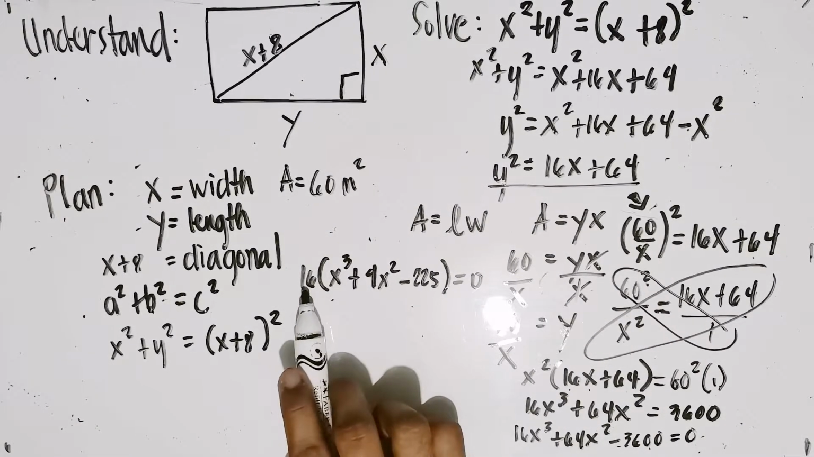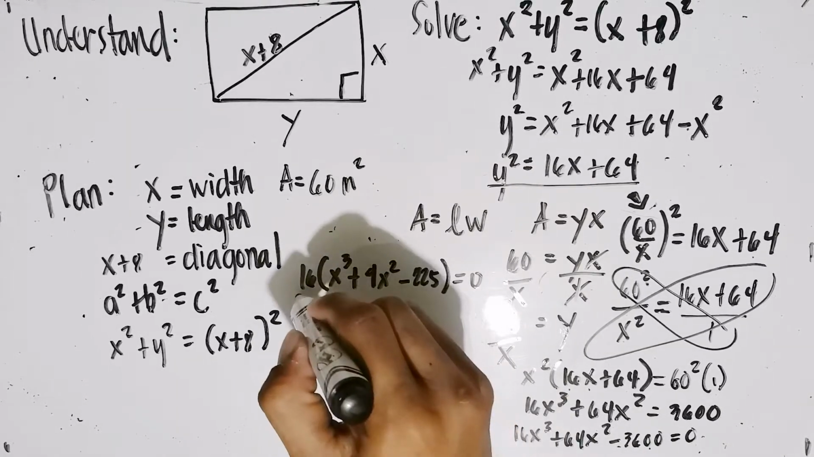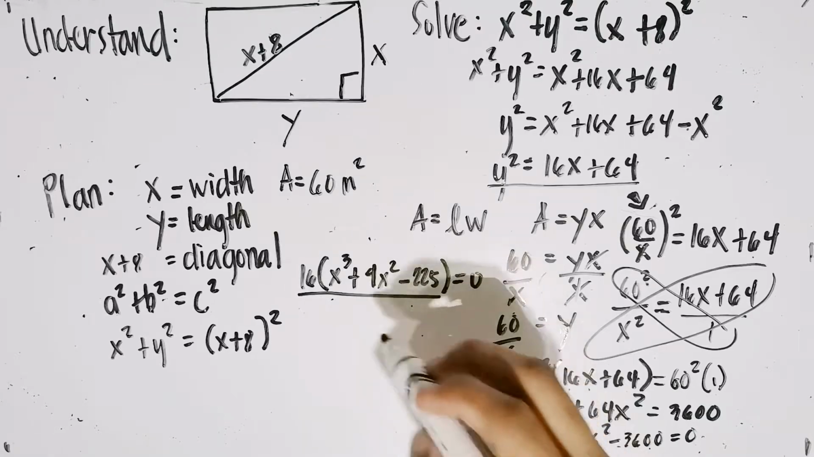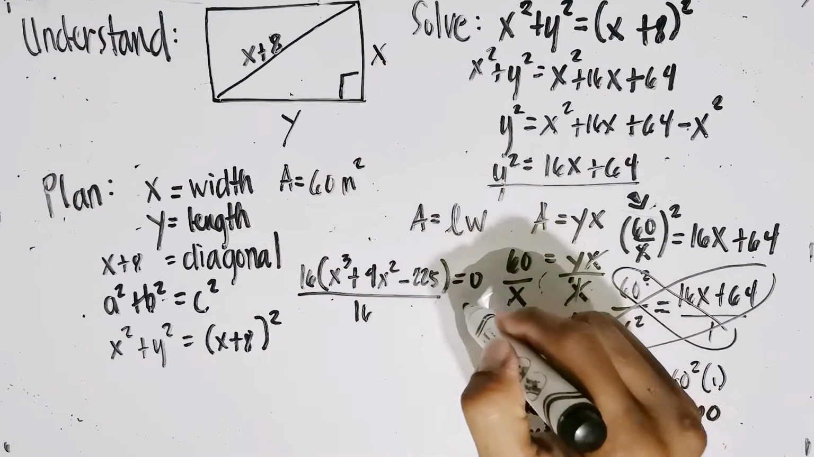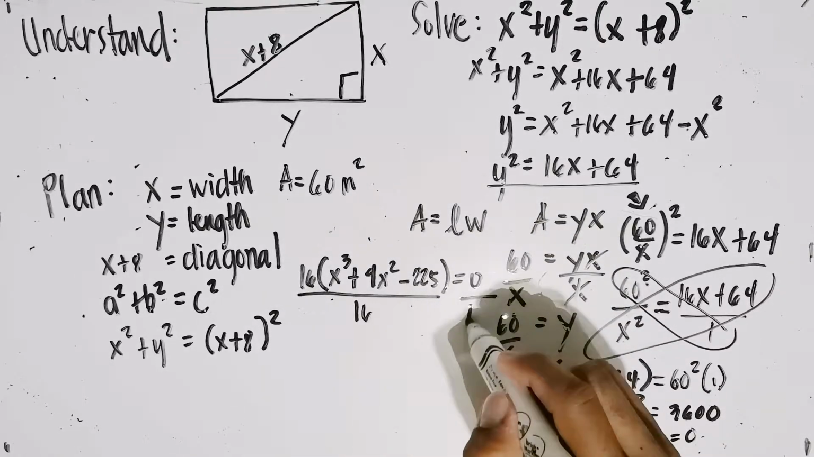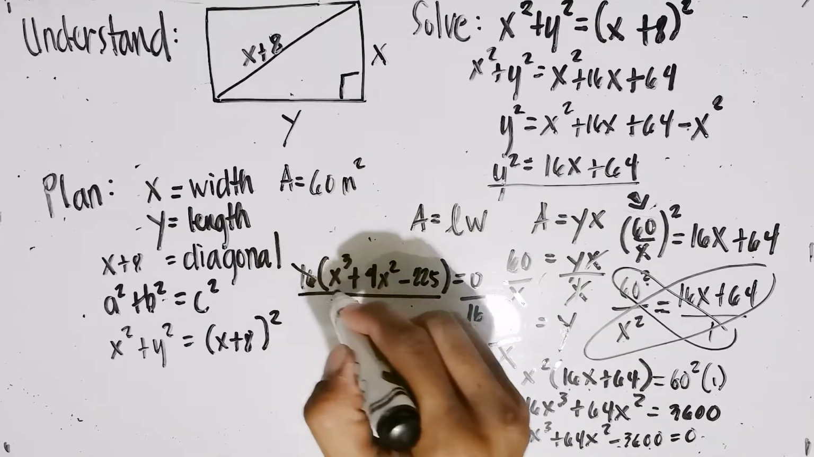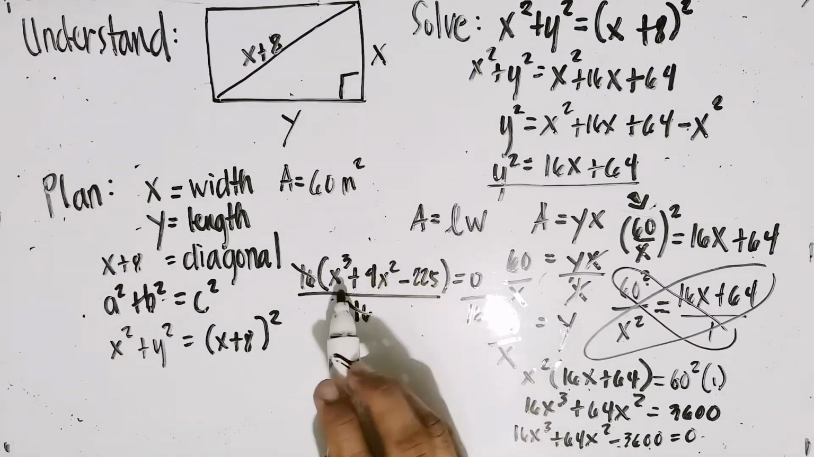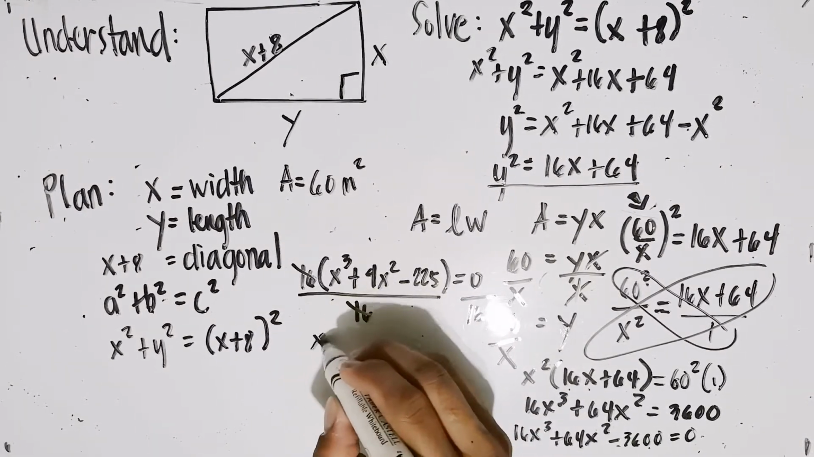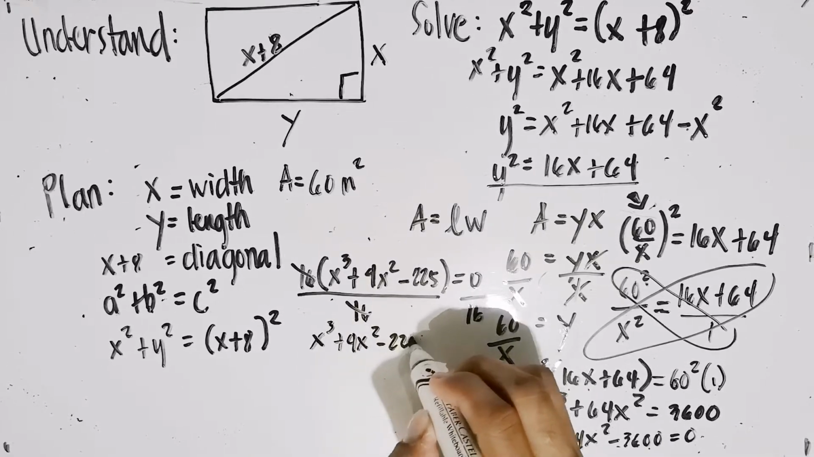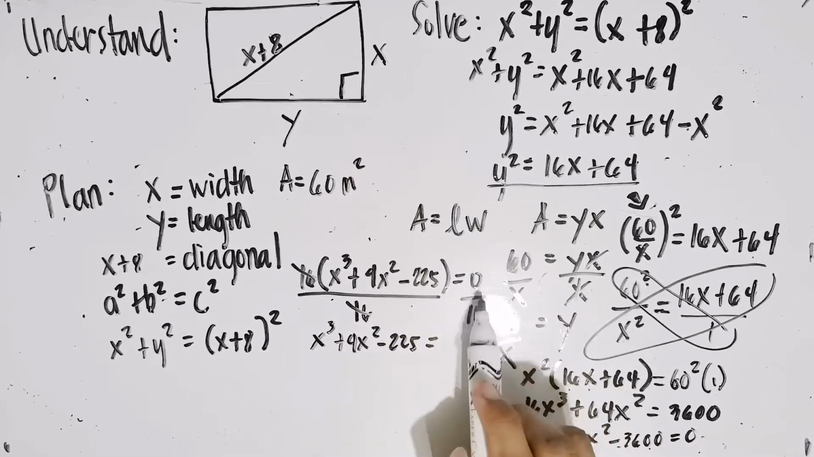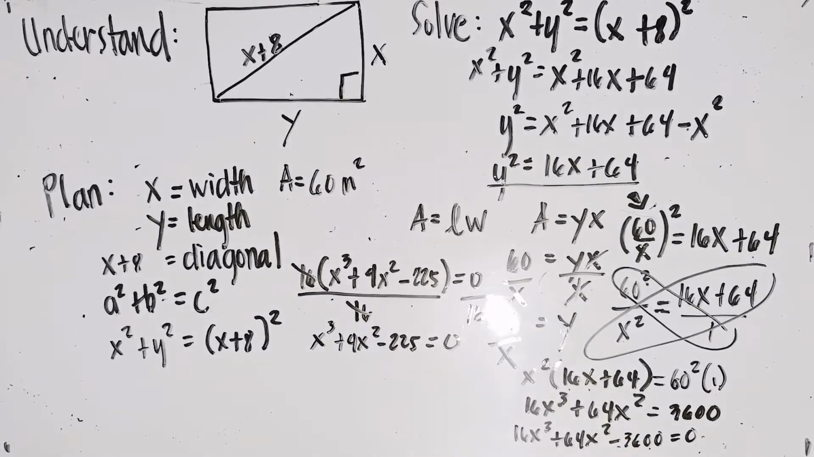Now, let's cancel out 16. So let's do multiplication property of equality. Multiply it with its reciprocal. What we did on the left side should also be done on the right side. So cancel out, that's equal to 1 already. And rewrite x cubed plus 4x squared minus 225 is equal to 0 divided by 16 is equal to 0. Next.